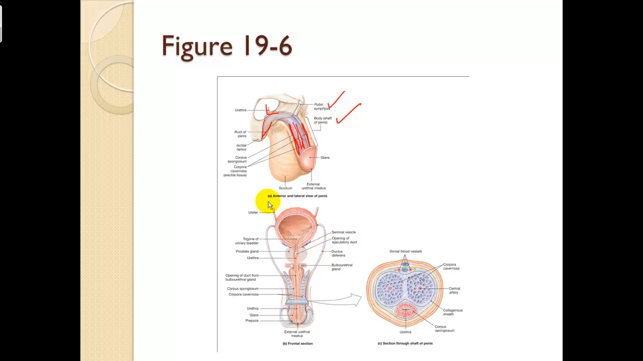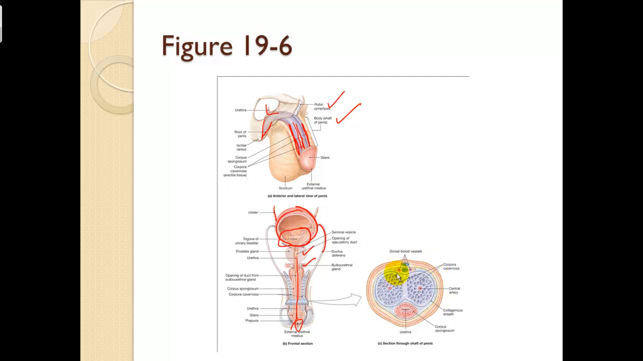From the top, ureter from the kidneys, urinary bladder, the ductus deferens. This is coming from the testes. At the back here, we're going to have the seminal vesicles in this area here on the posterior side of the bladder. Prostate, bulbourethral glands, the urethra, and the external meatus.